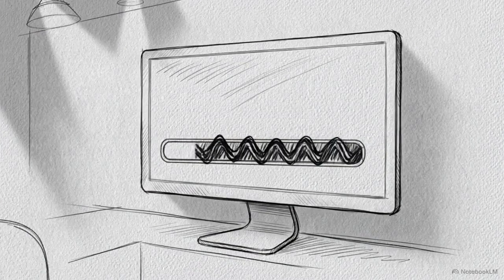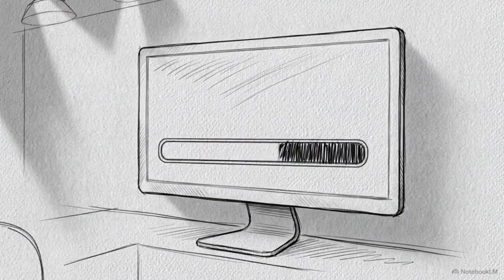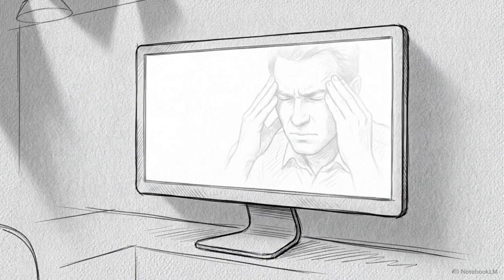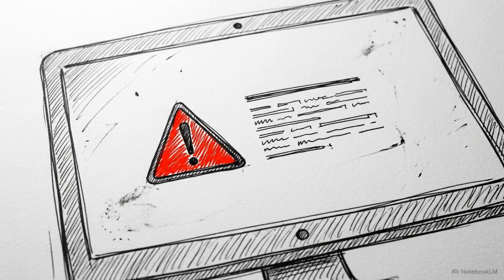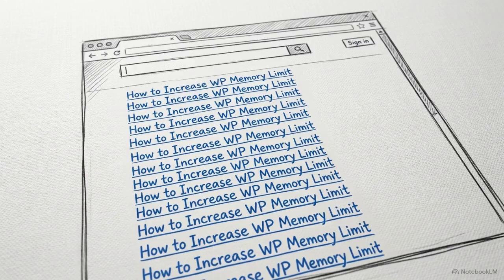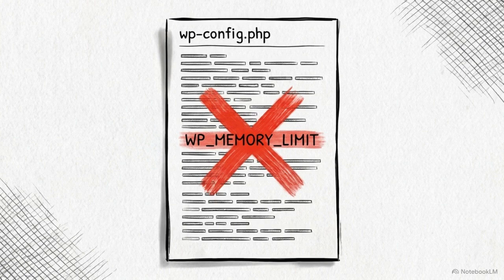You're right in the middle of a major plugin update or launching your page builder, and suddenly the screen goes completely blank. Your site halts, and you're staring at the dreaded allowed memory size exhausted fatal error. If you search for a solution, almost every guide tells you to do the exact same thing. Open your wp-config file and paste in a higher memory limit. But on modern hosting, that edit often does absolutely nothing.